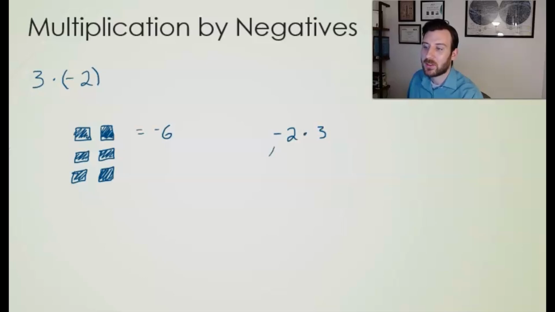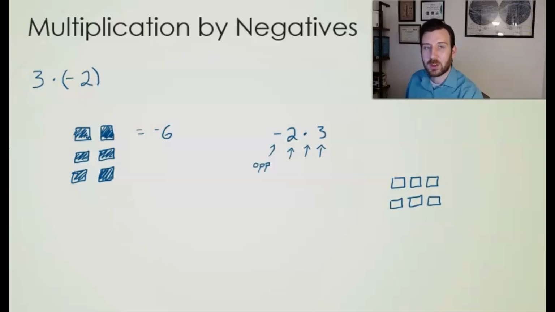this would be read as the opposite. Remember that we said negatives are opposites, so this is the opposite of two groups of 3. Well, two groups of 3 would be 1, 2, 3 for one group, 1, 2, 3 for a second group, and so this would be two groups of 3.